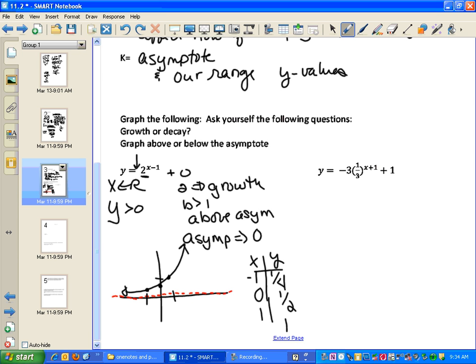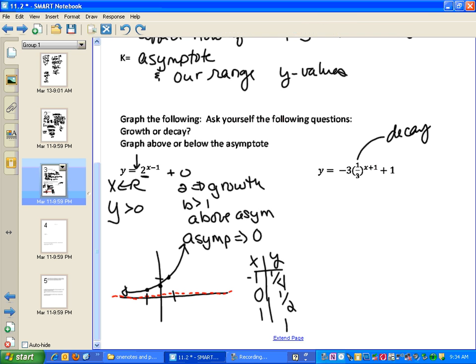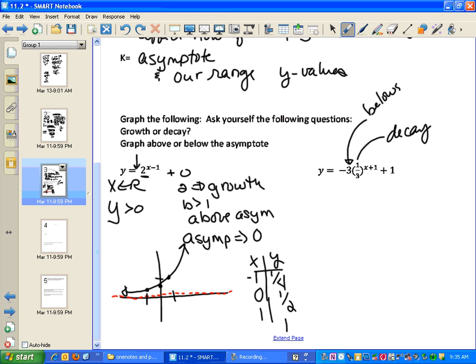All right, here we go. Is this a growth or a decay? We have a decay. Are we above or below? Look at the 3. Above or below? Below. It's negative. You're looking at the sign, positive or negative. So is it above or below? Below the asymptote. Where's the asymptote? At 1. There's your asymptote. Okay? So first thing you do is at 1, draw your little asymptote.